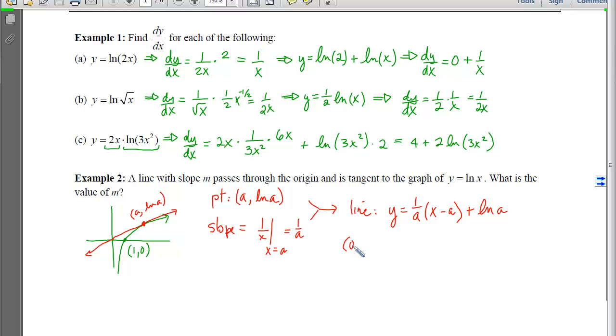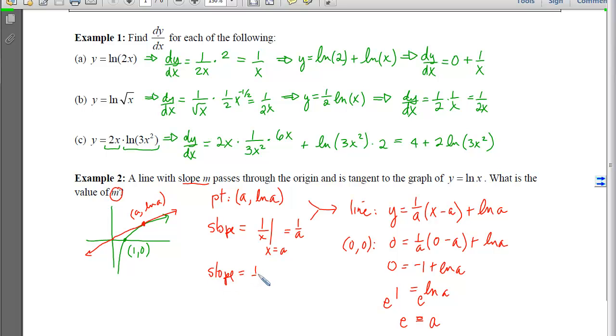Notice now that I can plug in the point (0, 0), and it must make the sentence true. When I do that, I get 1 over a times a negative a is just a negative 1. And I can move that negative 1 to the other side, and then I can get rid of the logs by raising both sides to the e. So I end up figuring out that a equals e. Because a equals e, the question is, what's the value of m, which is the slope? So I'm going to come back to here and figure out that my slope is 1 over a, which is 1 over e.